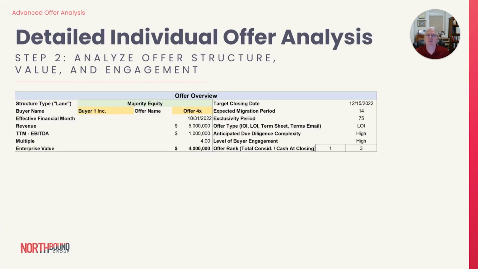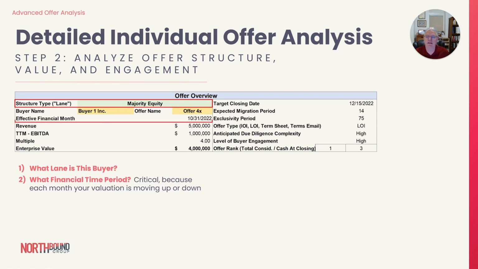The second part, once you've looked at your scenarios and really analyzed them, is to take a look at your individual offer, the structure of the offer, and the level of engagement. The first thing we always ask is, what lane is this buyer in? As you can see here, we're modeling out somebody that's doing a majority equity transaction. What's the time period of their financials? Interestingly enough, different buyers may look at different time periods, where one buyer may say, I can only look at your trailing 12 months, but another buyer may say, I'll be looking at the future 6 months and trailing 12 months.